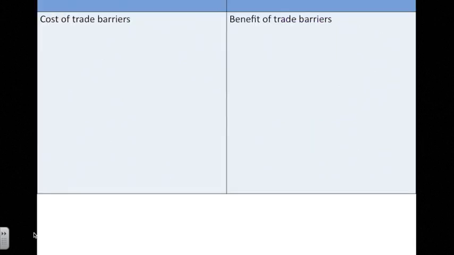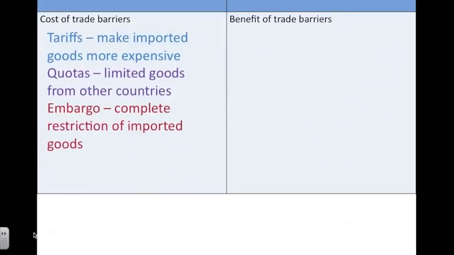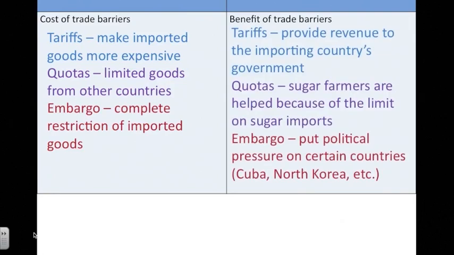Now, what are the costs of trade barriers and the benefit of trade barriers? If the United States implements tariffs, quotas, or an embargo, that is going to restrict trade between countries. That's going to lead to higher prices of products and less variety of products for the domestic country, in this case the United States. The benefit of trade barriers, like a tariff or a quota or embargo, is that it protects domestic production. So we are able to protect domestic companies at the expense of foreign companies.